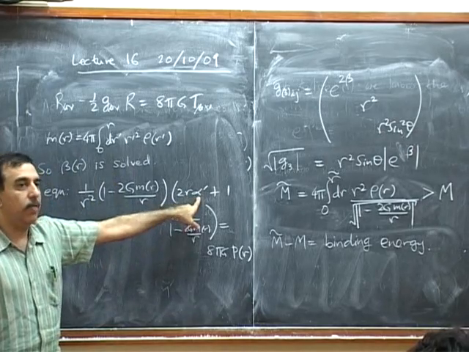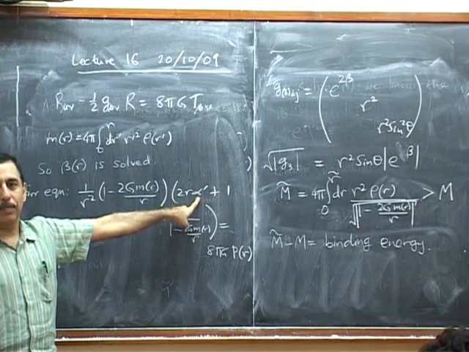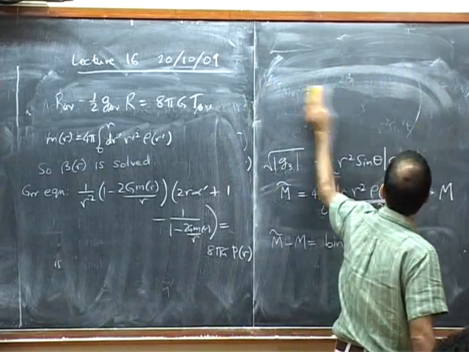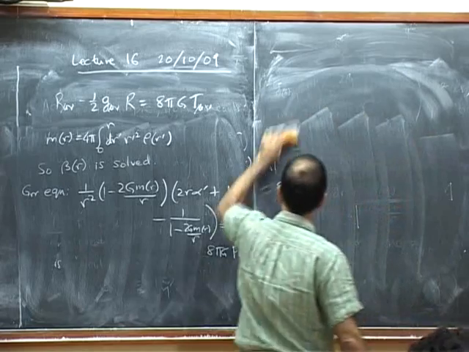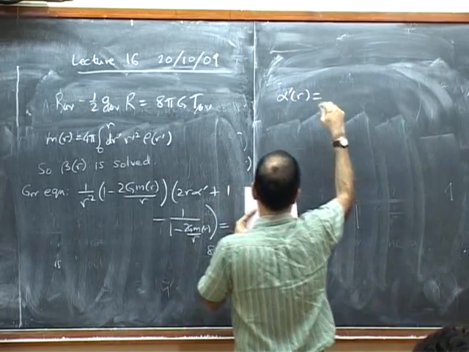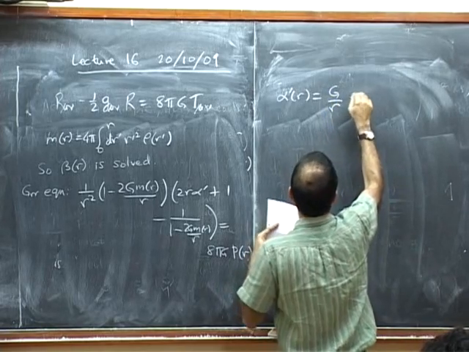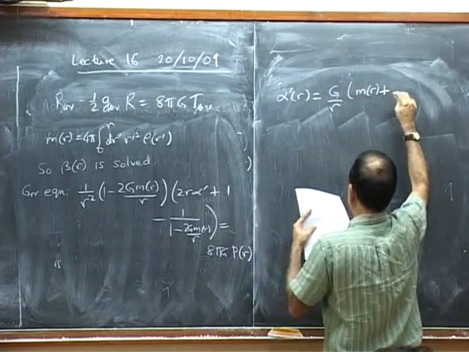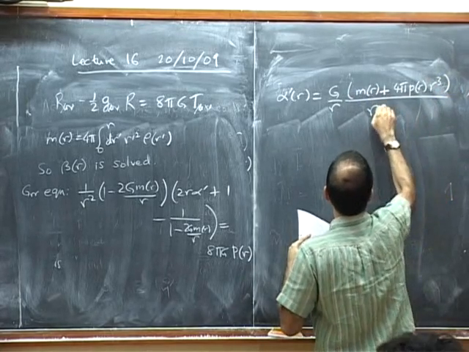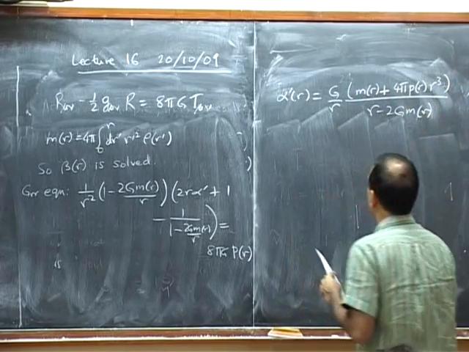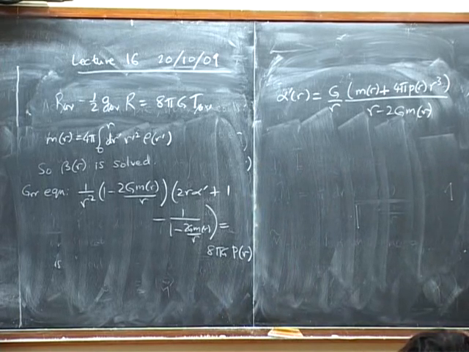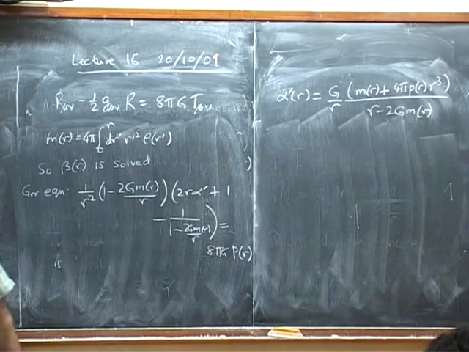Now this equation just involves the first derivative of alpha and that too only in that place. It's extremely nice for that reason. So it can't be very hard to rearrange the equation and solve for alpha prime. So if we do that, we find that alpha prime of R is G by R times M plus 4 pi R cubed p, over the factor 1 minus 2GM over R. So this solves for alpha prime, thereby by integrating this once, in principle, we determine alpha in terms of p and rho.